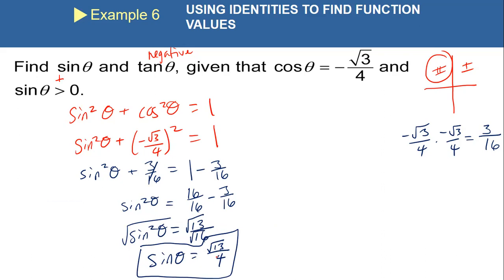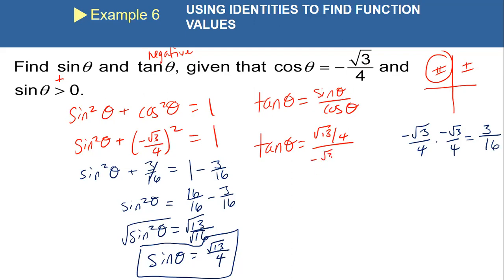Okay, so to find our tangent, we're going to use our quotient rules, and that says that tan theta equals sine theta divided by cosine theta. Do I know what sine and cosine are? Yes. So tan theta equals, our sine theta is the square root of 13 divided by 4. Our cosine theta is the negative square root of 3 divided by 4. How do we divide fractions?